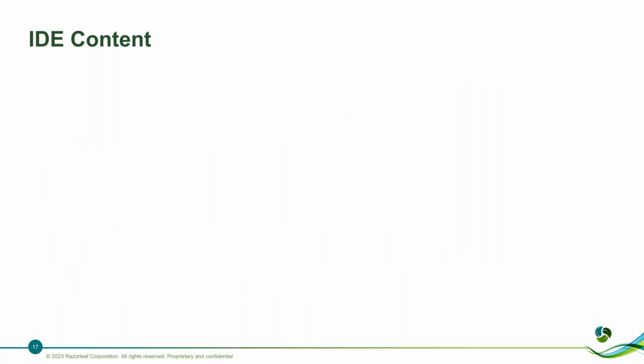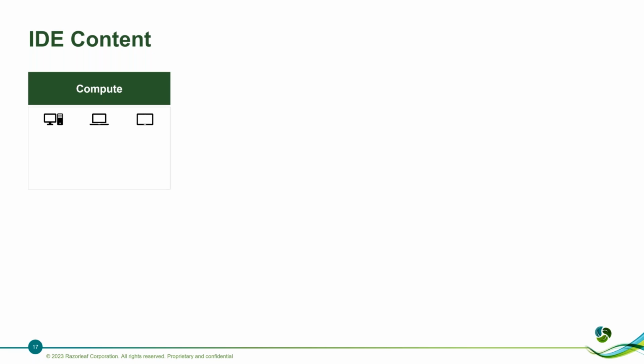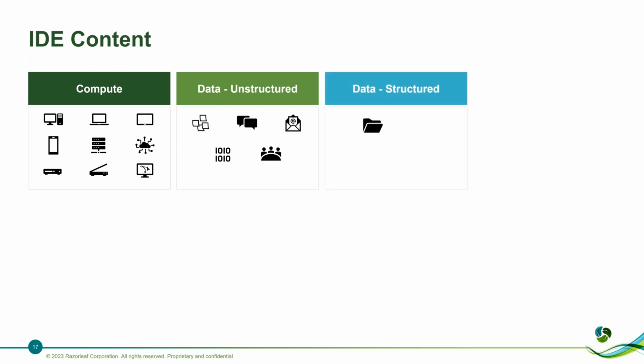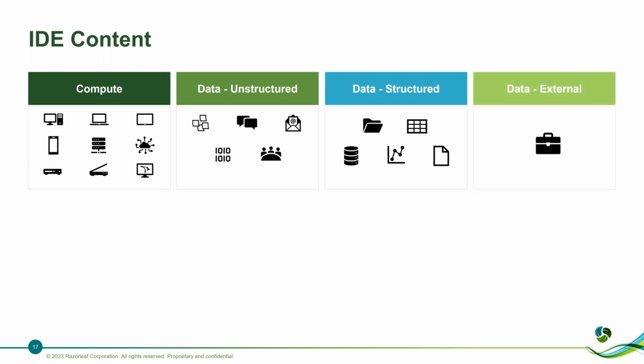So what specific types of things should we find in an IDE? Naturally, we'll have computing resources like workstations, laptops, tablets, mobile devices, servers, and cloud systems. We may also have specialized equipment, things like scanners to connect the paper world to digital, and very specific computing environments. Of course, we'll also have data. Unstructured data like notes, conversations, email, raw data, and meetings or decisions. We'll, of course, also have structured data like folders, tabular data, databases, reports, and documents. Then there's external data to consider as well. The specific nature of all of this data is clearer when we think about the next category of element we should find in an IDE.